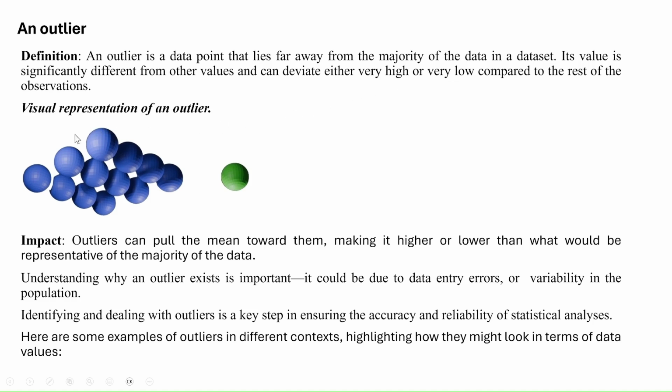For instance, the blue marbles here represent the data points that are close to each other. The green marble represents the data point which is far away from the majority of the data. This is an outlier. In other words, an outlier or outliers are the data points or values that are out of the range of the majority of data.